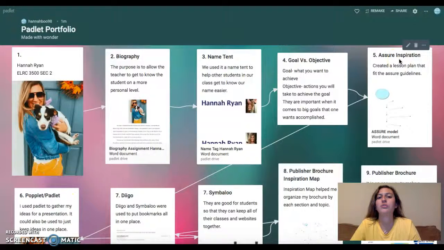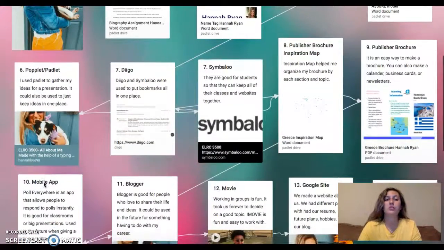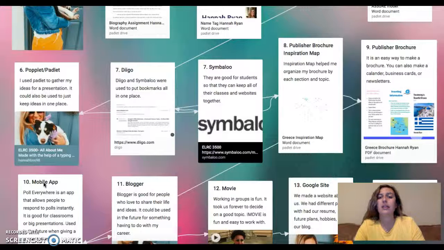Next, with a partner, we used Inspiration Map to help us follow the ASSURE guidelines, and we created a lesson plan that followed the ASSURE guidelines for kids, and we did that with a partner. Next, we used either Padlet or Padlet to gather ideas for a presentation that we were doing on a project called All About Me. I ended up using Padlet, and I liked my decision because it was easy for me to put all of my information and pictures in one place so that when I went to do my presentation, I already had everything together.